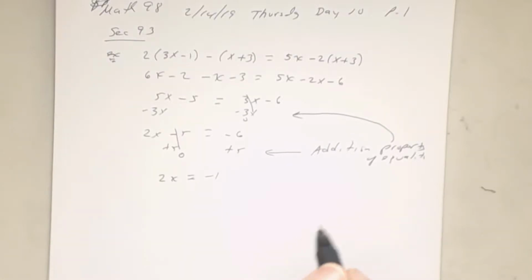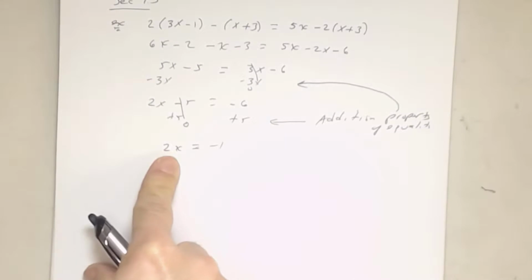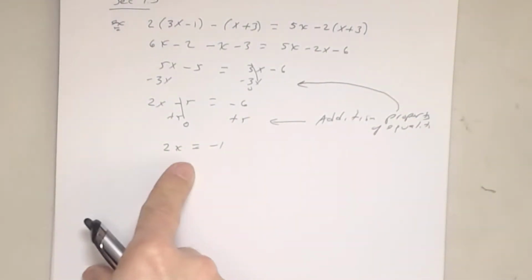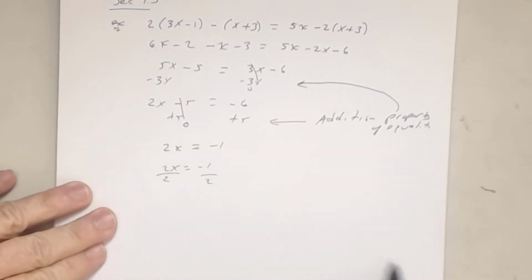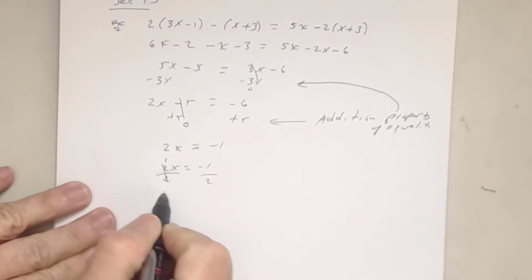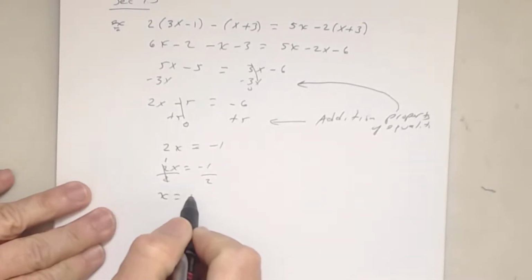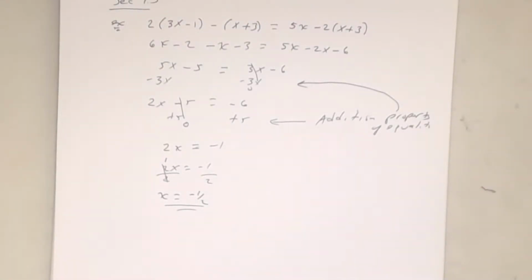Divide by 2. Right, because right now to get x by itself, I'm multiplying by 2. The opposite of multiplying by 2 is to divide by 2. So you can divide both sides by 2. And I'm just going to go ahead and rewrite this statement. 2x equals negative 1, so I'm going to divide both sides by 2. And remember, 2 divided by 2, that's not 0. What is that? 1. 1 times x is x, and what does x equal? Negative 1 half. Not negative 2, negative 1 half. So that's your solution.